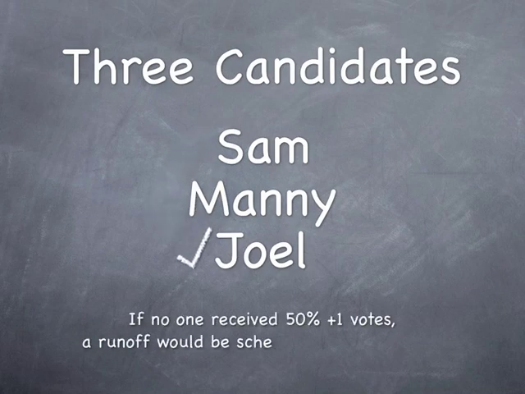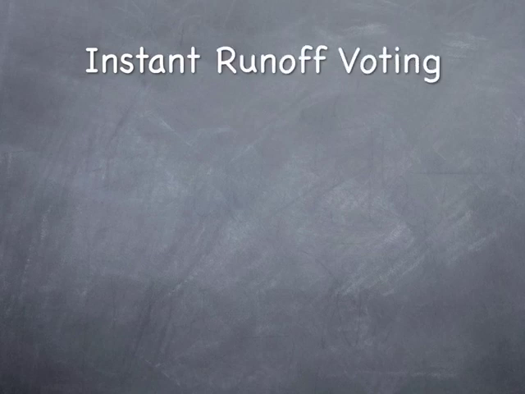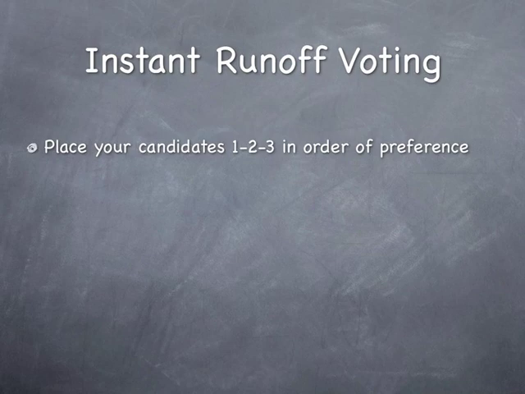If no one gets 50% of the vote plus one, a runoff would be scheduled between the two top vote getters. In instant runoff voting, you place your candidates 1, 2, 3 in order of preference.